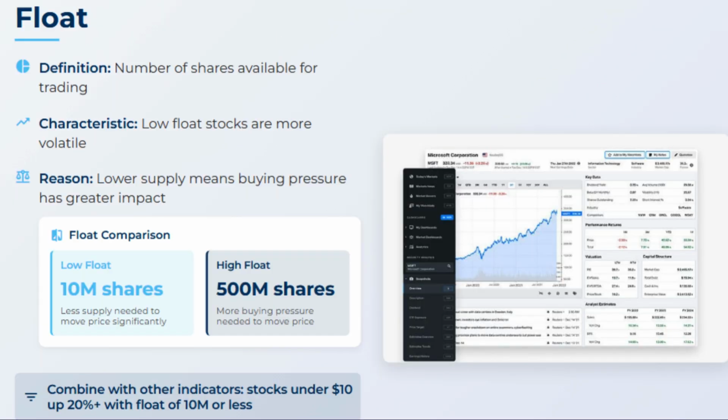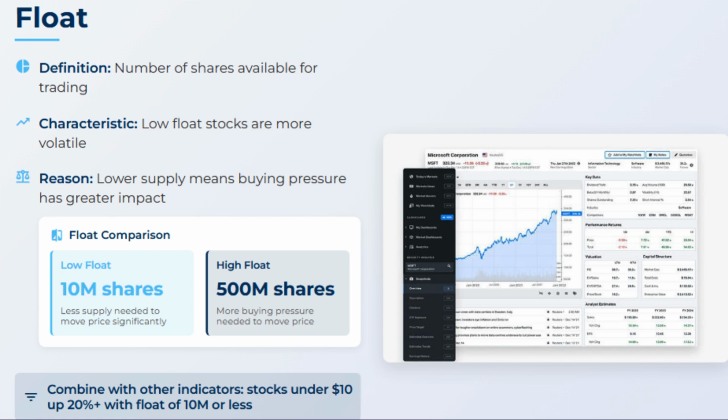Float. A stock's float is defined as the number of shares available for trading. This is one of the few fundamental indicators that can have a significant impact on technical trading. Low float stocks are generally more volatile because they require less share volume to make big moves. It's not uncommon to see a low float stock run a few 100% in just a few days. The supply on these stocks is lower, so any buying pressure, demand, can push the stock much higher.